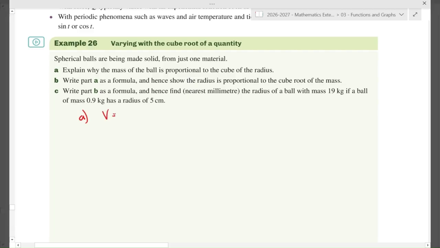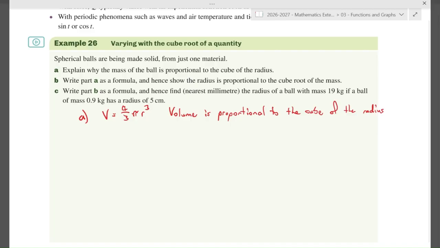So let's start with the volume. So that's our formula, yeah? So we know that the volume is proportional to the cube of the radius. All happy with that? We all good with that?